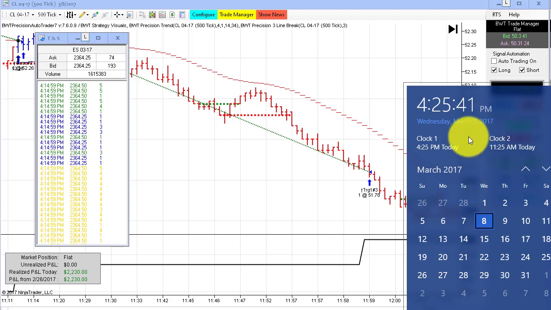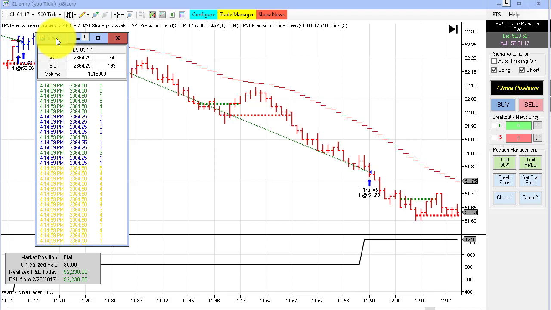The regular session for the futures markets closed just a few minutes ago, and you can see my time and sales. The last trade was 2364.50. So I'm just recording this about 10 minutes after the regular session close. It was quite a day today.